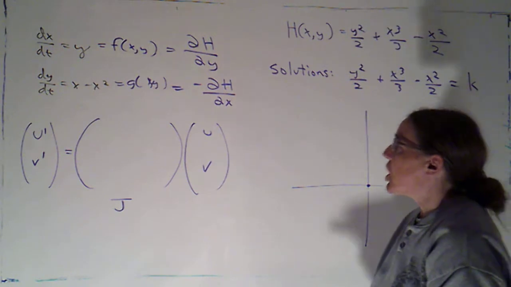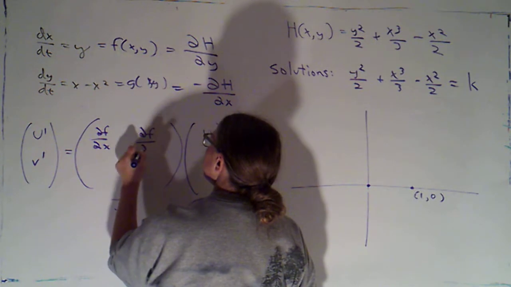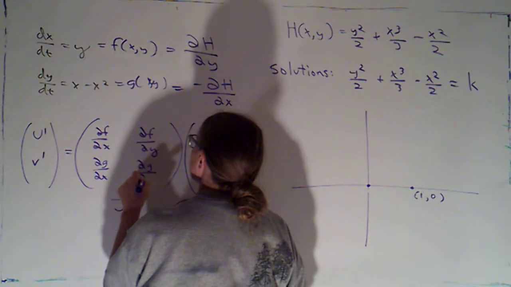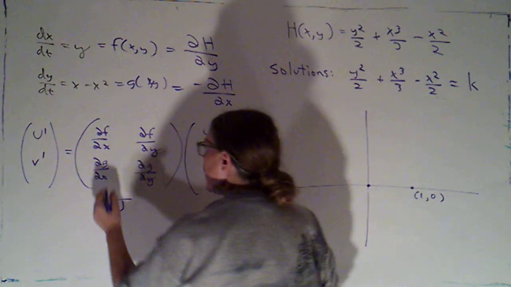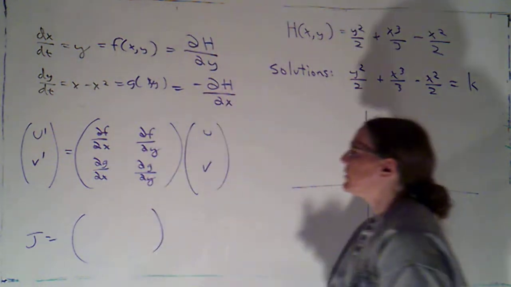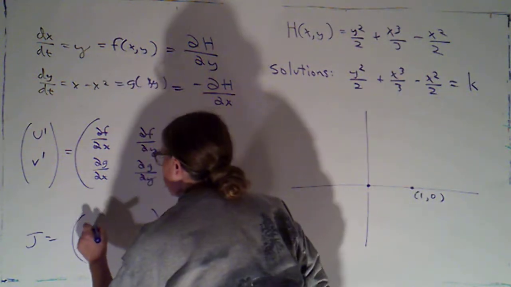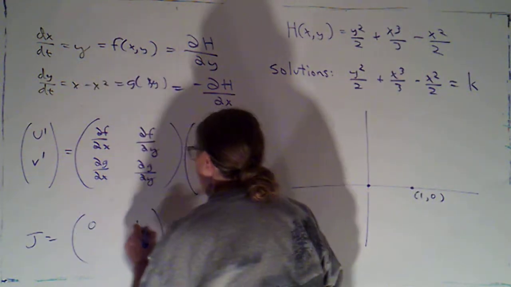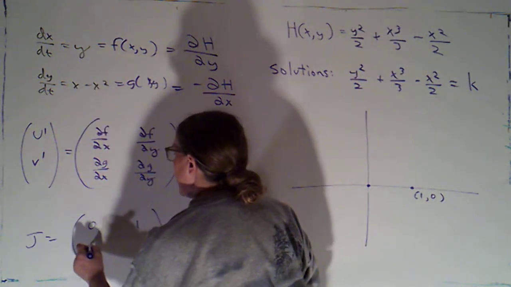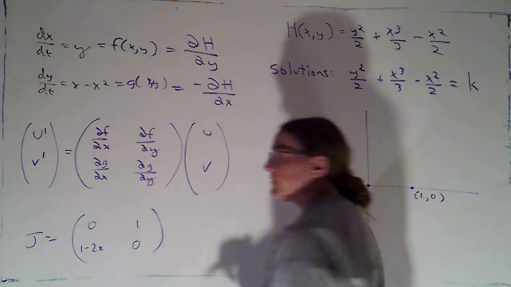Okay. And the Jacobian matrix is the partial of f with respect to x, partial of f with respect to y, partial of g with respect to x, partial of g with respect to y. Okay. So just looking at that Jacobian matrix, because that's really all we need to look at in order to classify our systems. If I take a look at the partial of f with respect to x, that's 0. Partial with respect to y is going to be 1. Partial of g with respect to x is going to be 1 minus 2x. And partial of g with respect to y is going to be 0.